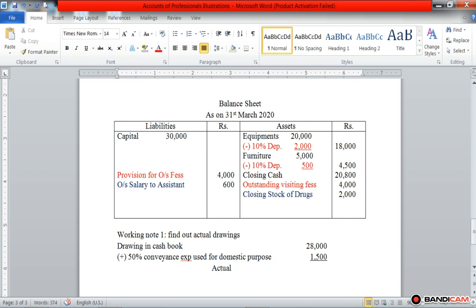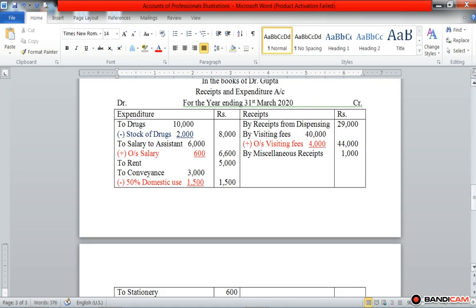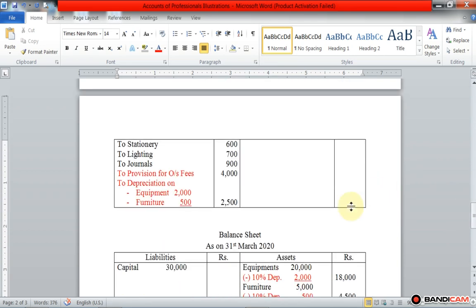Actual drawings is equal to 29,500. Got it? So we give the effect of that drawing after finding out the surplus or deficit in the receipt and expenditure account. Here we transfer all the receipts and payment side. Now make the total.